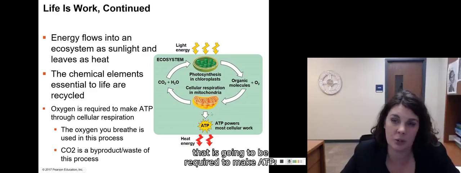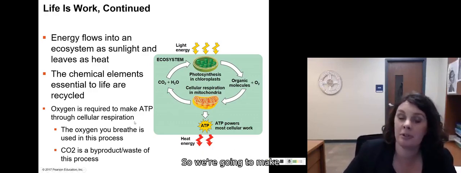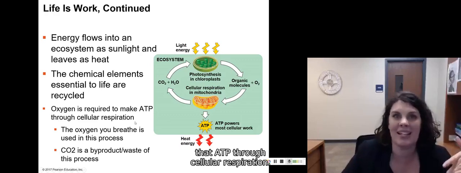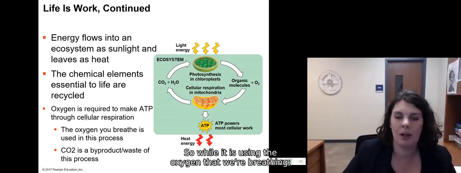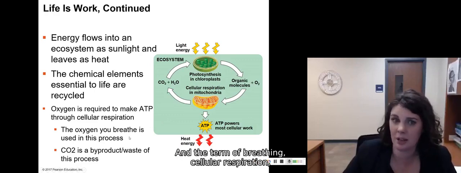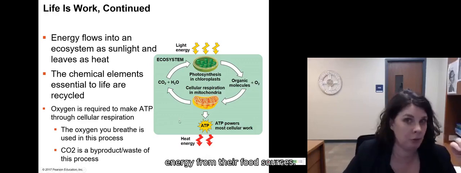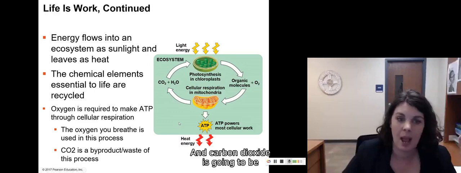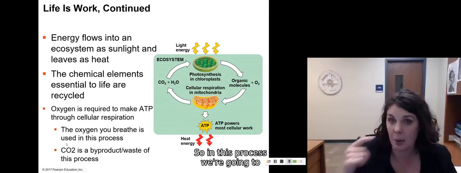And oxygen is going to be required to make ATP, and we're going to make that ATP through cellular respiration. While it is using the oxygen that we're breathing, it is not really respiration in the sense of breathing. Cellular respiration is referring to cells getting energy from their food sources. And carbon dioxide is going to be a byproduct, or waste, of this process.